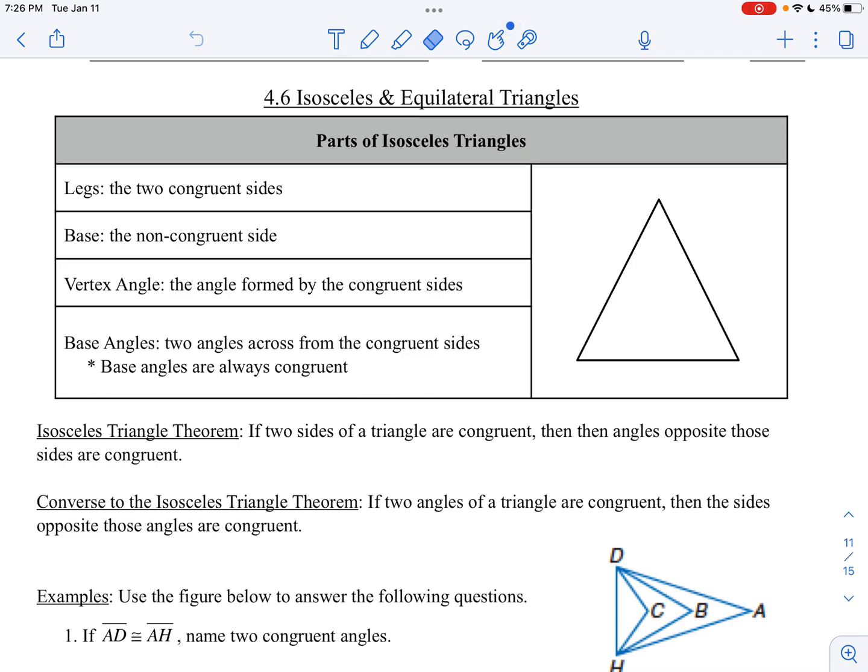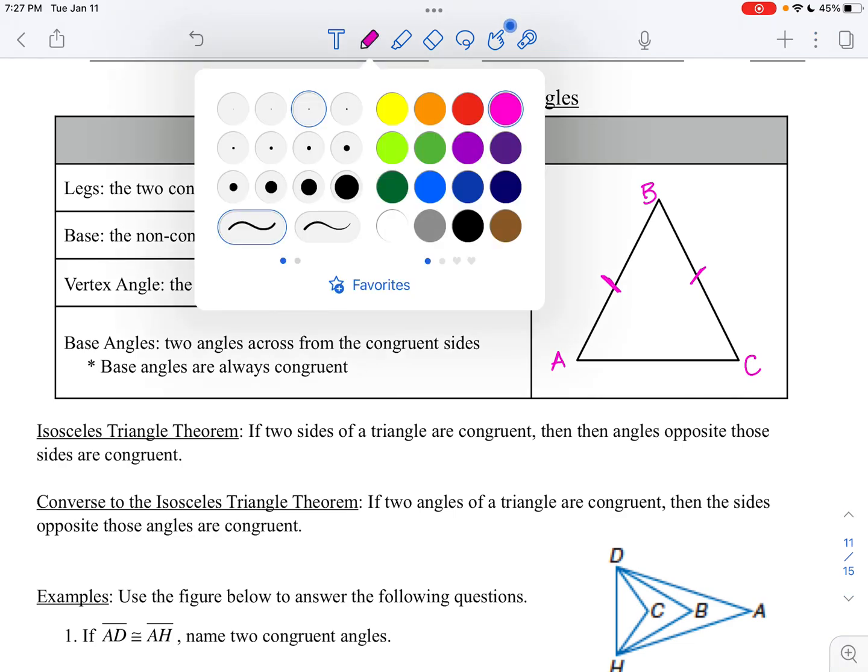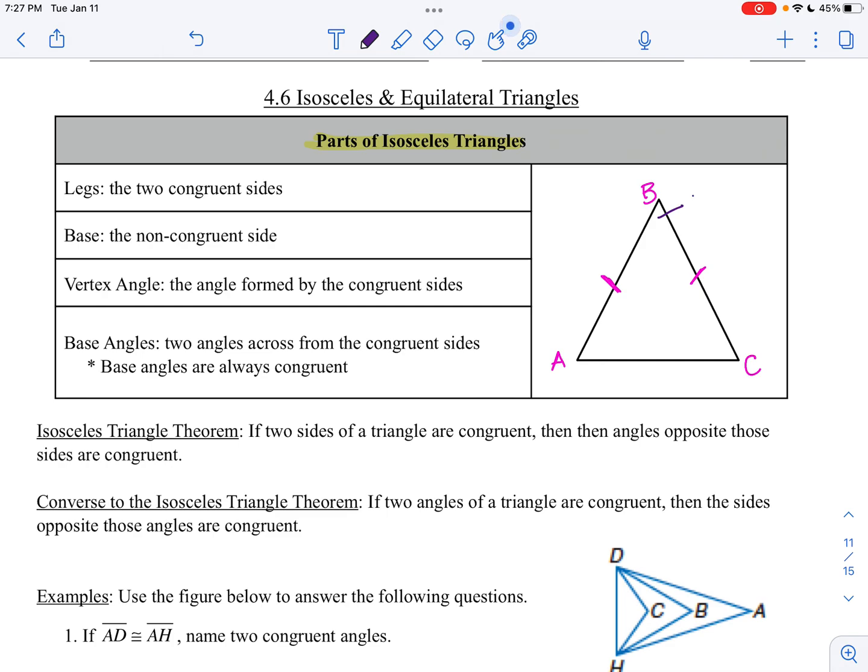If you take a look at an isosceles triangle, we have discussed some of its parts before. For example, we've discussed the vertex angle, which is the angle that holds together the two congruent sides. If you take a look at this triangle, let's call it triangle ABC, then the vertex angle would be angle B because it holds together the marked congruent sides.